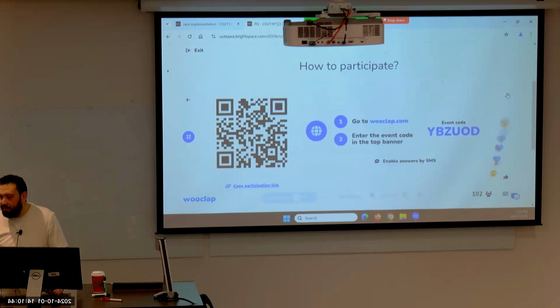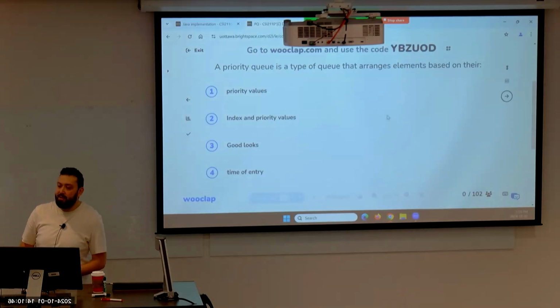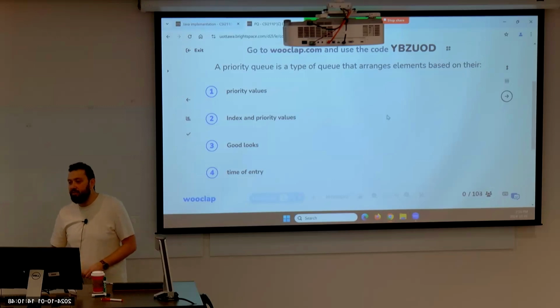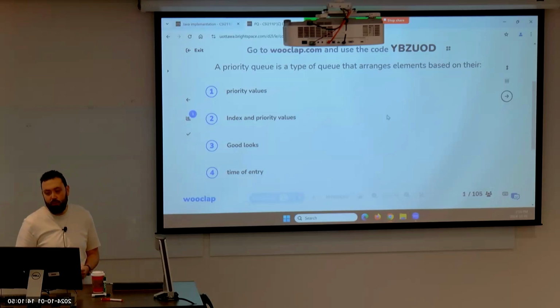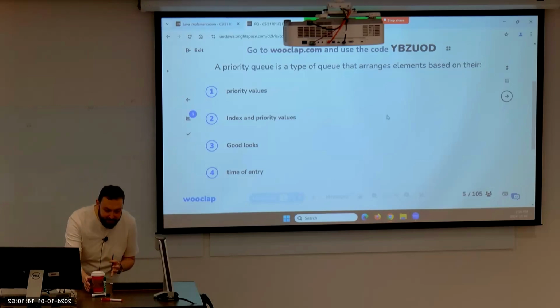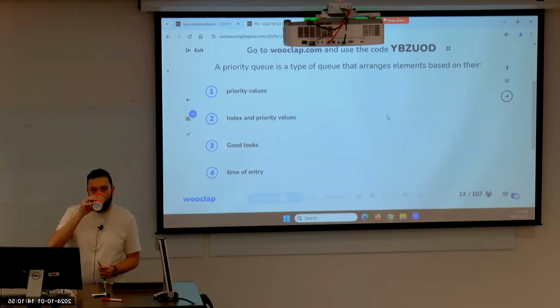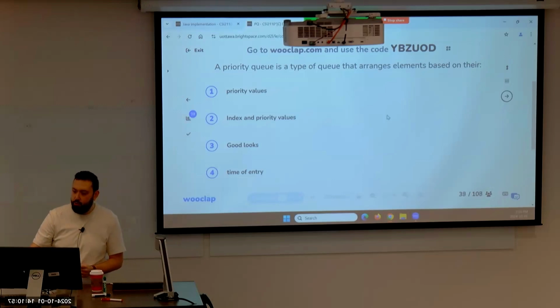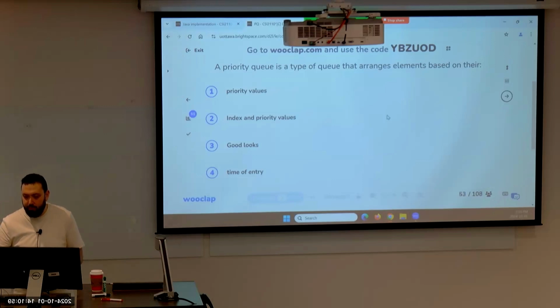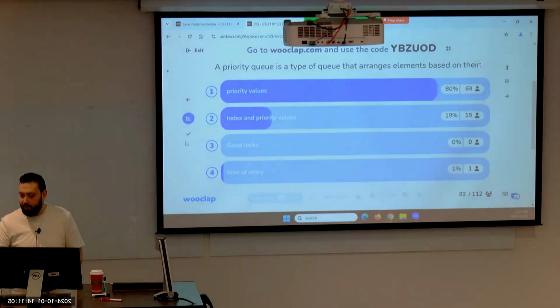Okay, everyone is in. Let's start. Priority queue is a type of queue that arranges elements based on their what? Just a summary, guys. As usual, in case you slept a bit, took a small nap, maybe you missed a few things. Now is the chance to what?